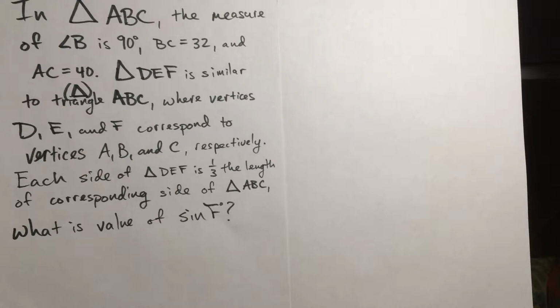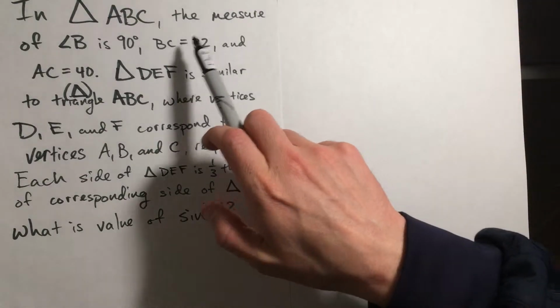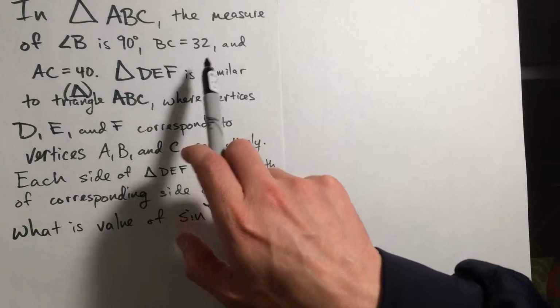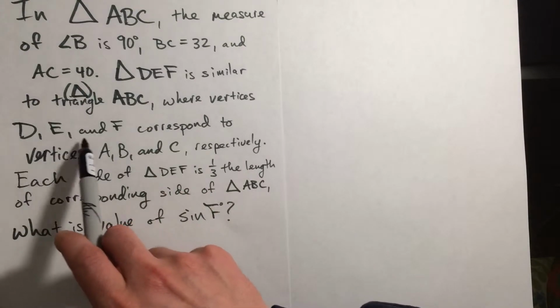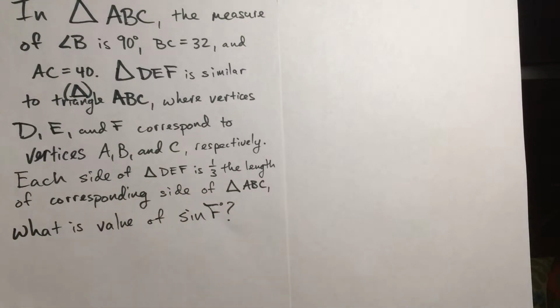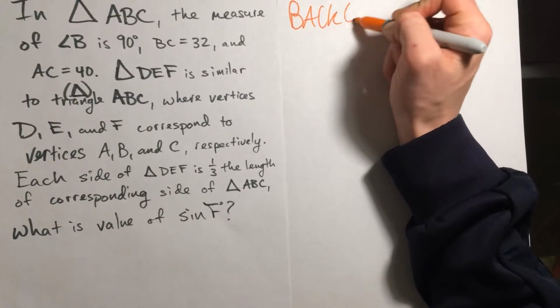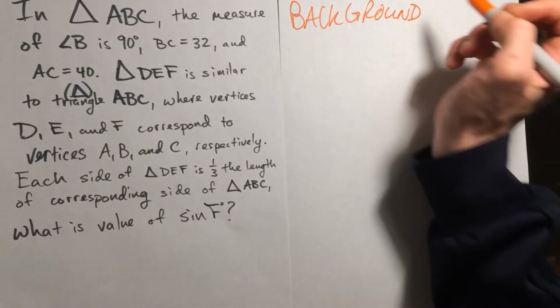And we got a wordy problem, another potential time waster on the SAT for trigonometry. And we're just going to break it down in the background. We got a triangle, it says, ABC, and the measure of angle B is 90 degrees. They said the side lengths are here. We have another triangle that's similar to ABC, and the vertices DEF are corresponding to ABC. And then it says each side of triangle DEF is 1/3 the length of the corresponding side of ABC. What is the value of sine of F? So let's go to the background information we need. What's the background? Each time.